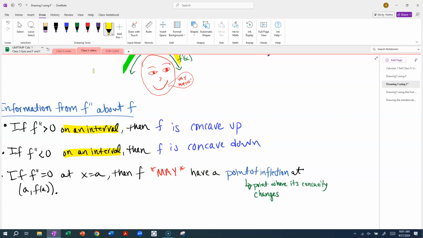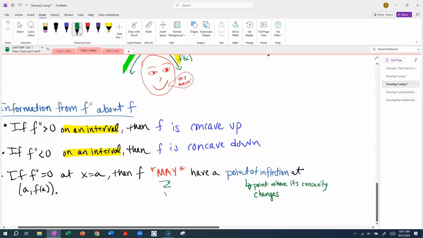The last case we have to consider, just like with increasing and decreasing, is that if the second derivative is 0 at a point, then we may have a point of inflection. A point of inflection, by definition, is where the concavity changes. And it is a point, just to be clear. Now, how do we resolve the "may"?